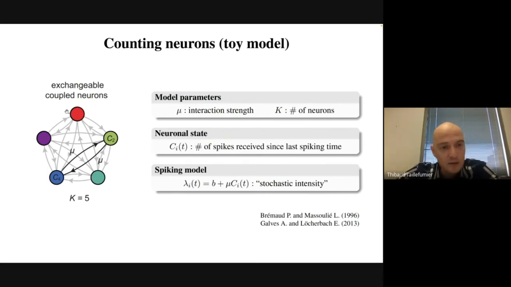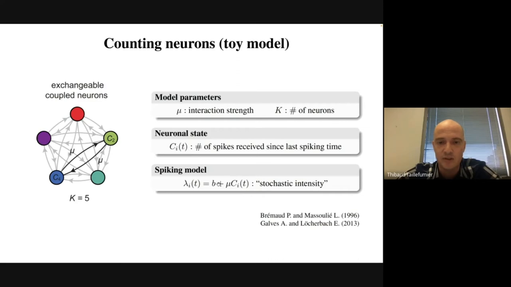And so in that model, okay, I'm considering a finite set of neurons, 5 in this case, and each of those neurons has dynamics characterized by an internal counting variable. This counting variable is simply registering the number of spikes that the neuron has received since the last time it itself spiked, okay? And this internal variable is going to guide the neuron toward its next spiking in the sense that the instantaneous rate of the neuron, or its stochastic intensity, will simply be a linear function of this counting variable.